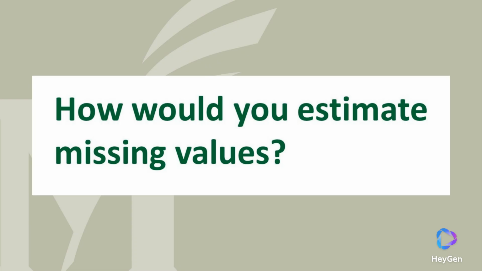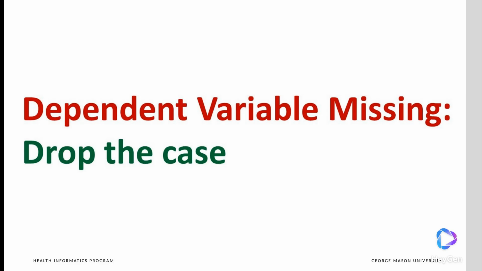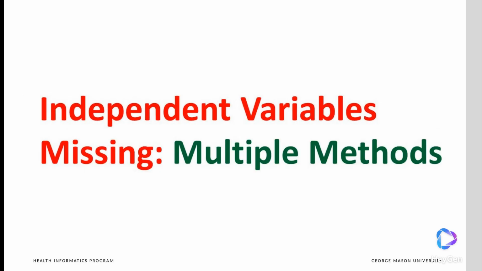Now that you know if a variable is missing at random or not, you can decide how to adjust for it. If the dependent variable is missing, drop it from the analysis. No ifs or buts. If you estimate the missing dependent variable from other variables, you would be creating a bias in the data. There are multiple methods for addressing missing independent values depending on whether the variable is missing at random or not at random.